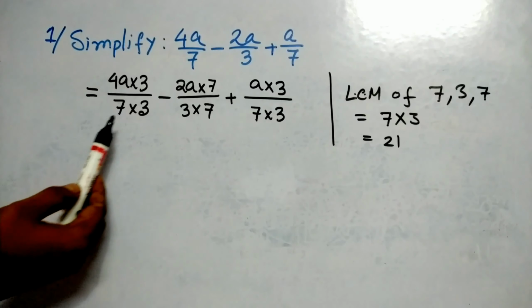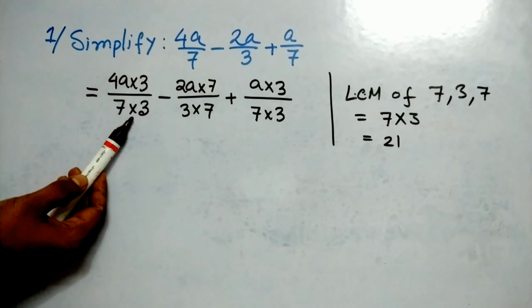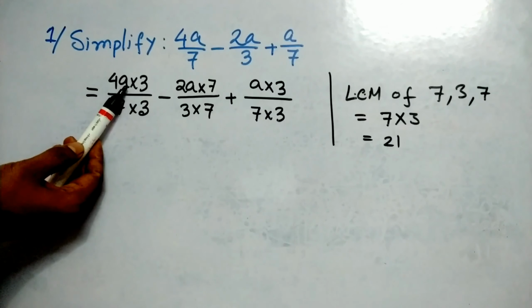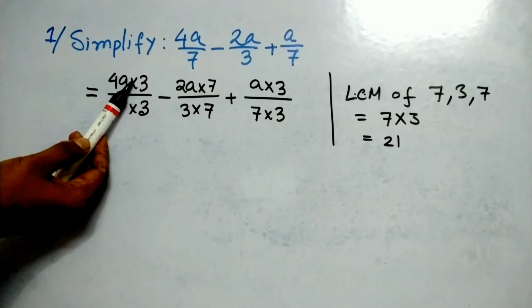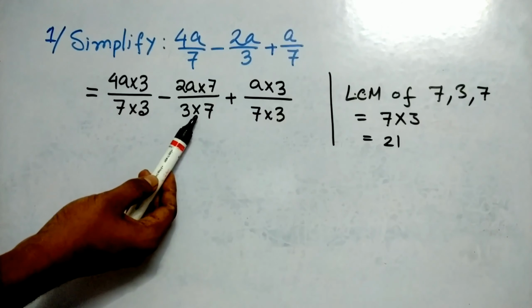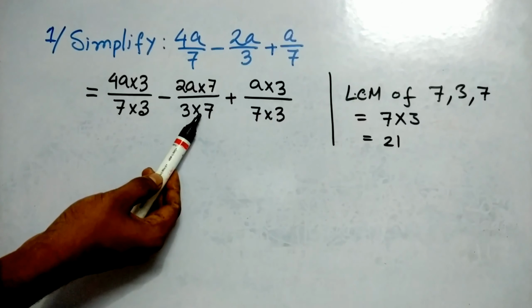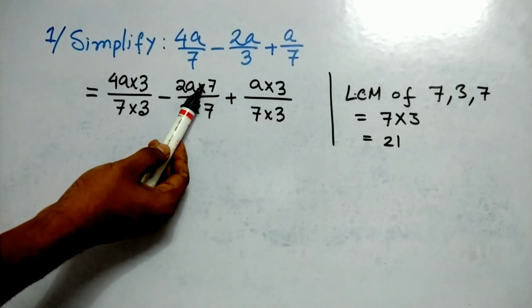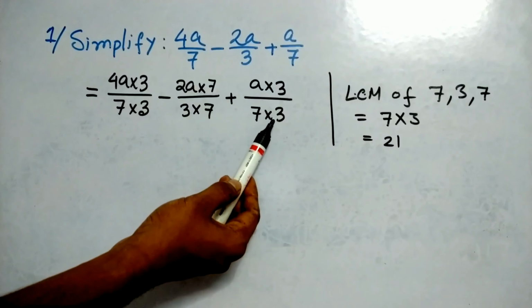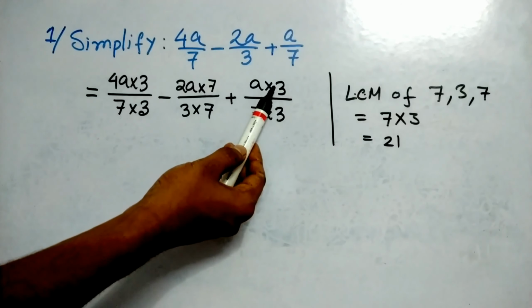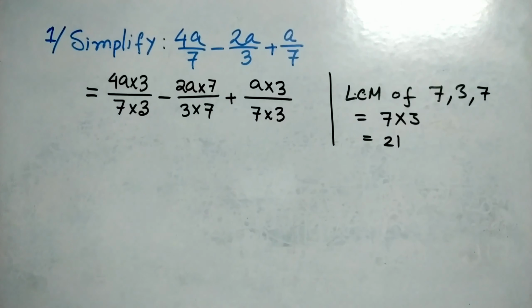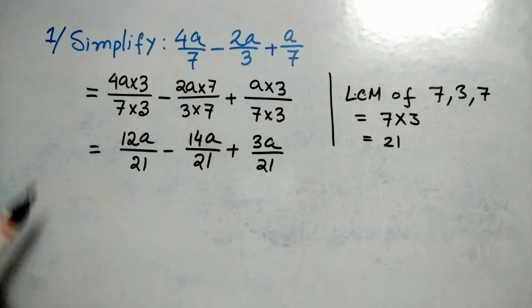To do that, the first term here has denominator 7, so we have to multiply by 3, and for that we have to multiply by 3 in the numerator also. Here we have multiplied by 7 in the denominator, so we have multiplied by 7 in the numerator also. Now here it is multiplied by 3 and in the numerator it is multiplied by 3. So after doing the multiplication we have got this line.